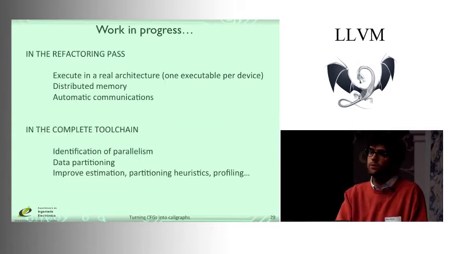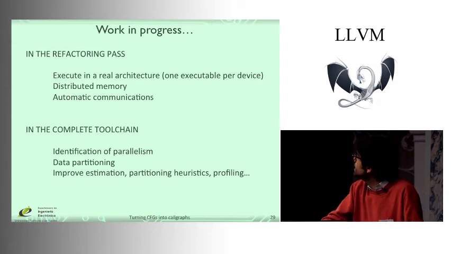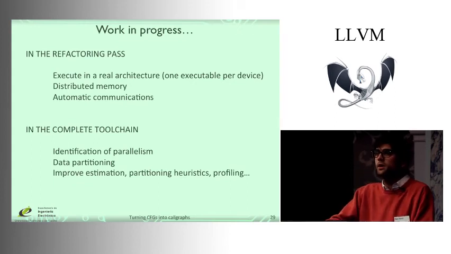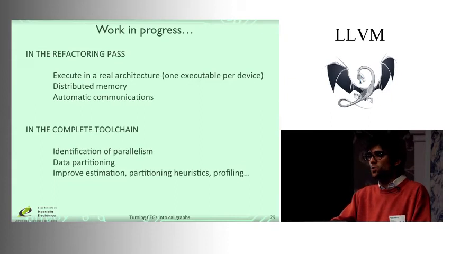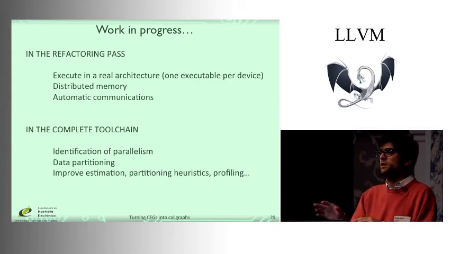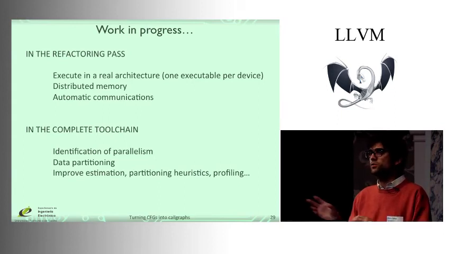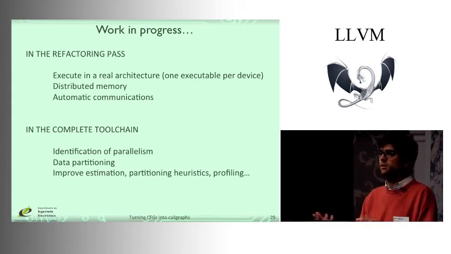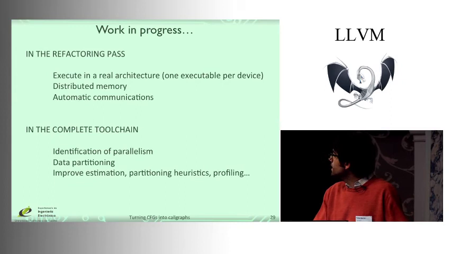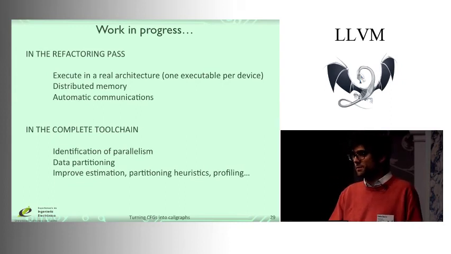But there's a lot of work in progress. First of all, we would like to execute pretty soon in a real heterogeneous architecture. We're now tied to one single device, which is specifically an x86 processor, where we can tweak some things to resemble a real heterogeneous architecture, but it's not like that. Then we have to aim for distributed memory, which is how most HPC machines work nowadays.